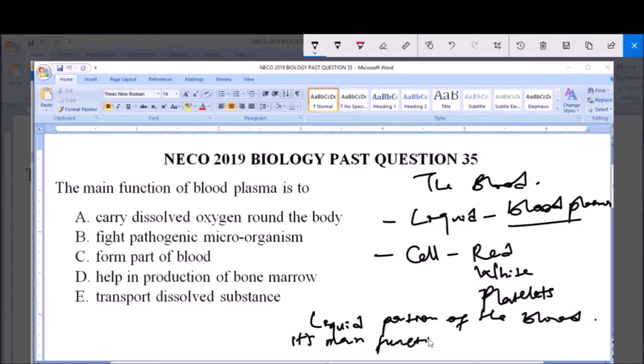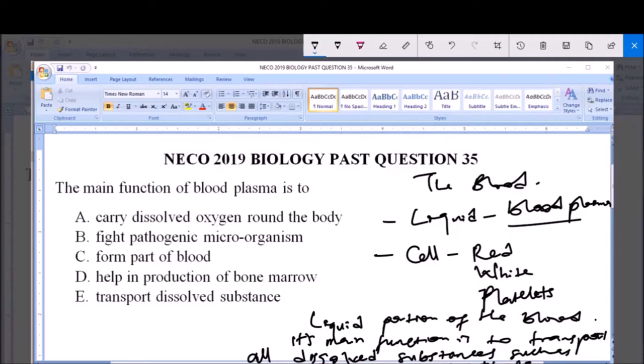Its main function is to transport all dissolved substances or materials, such as nutrients, wastes, hormones, plasma proteins, and so on. So the function of the blood plasma is basically for transport of dissolved substances in it, because it is the liquid portion of the blood.